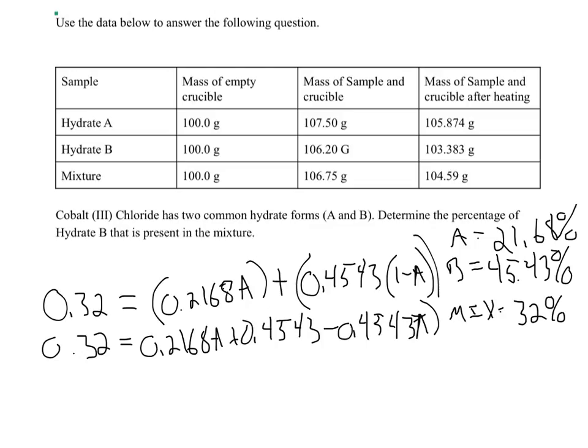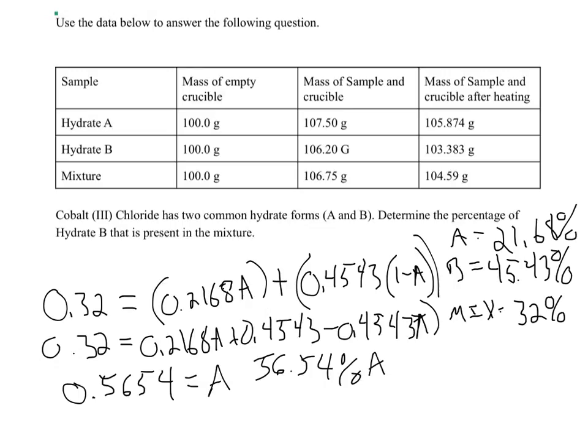And once we solve all of that around, we end up with A equals 0.5654. So that means that the mix was 56.54% A. And that means that 43.46% of the mixture was B.